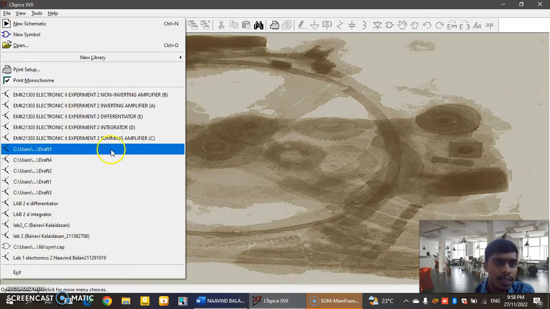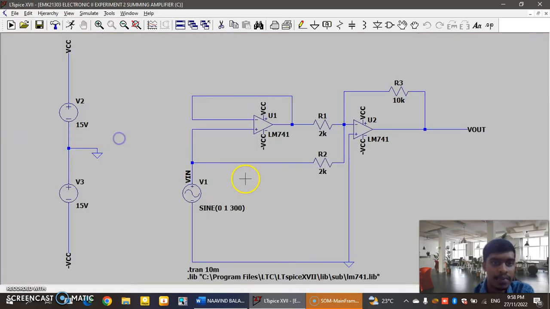So now I'm going to do the summing amplifier. The summing amplifier is also the same case. I already keyed in my value for the source because I'm finding for a sine wave, and then the power source is the same one, 15 volt and negative 15 volt, connected to the operational amplifier circuit. So this one is a summing amplifier.